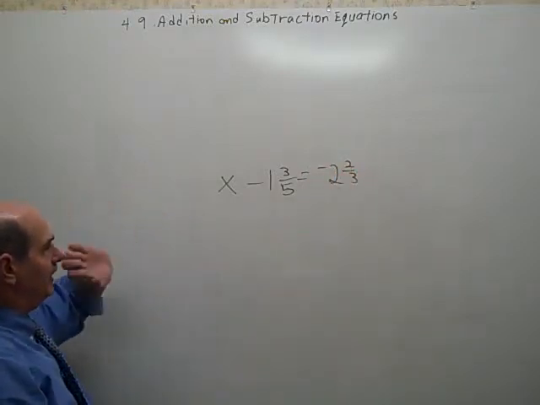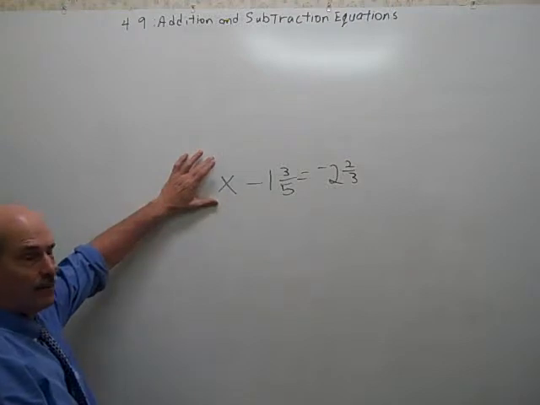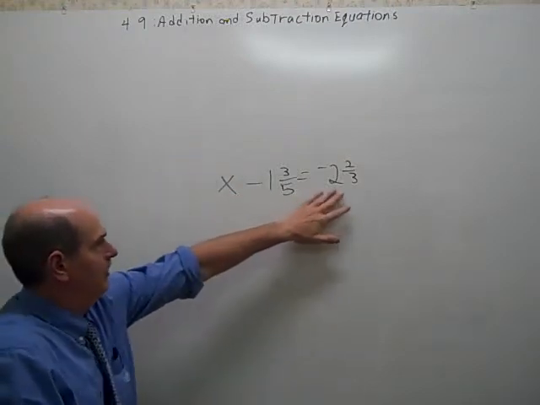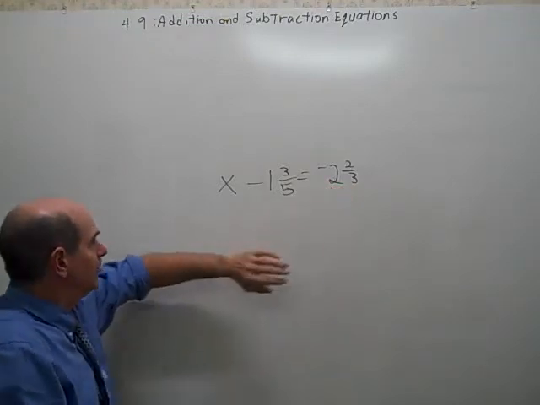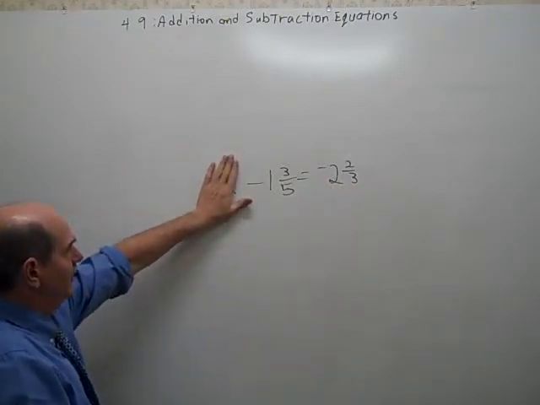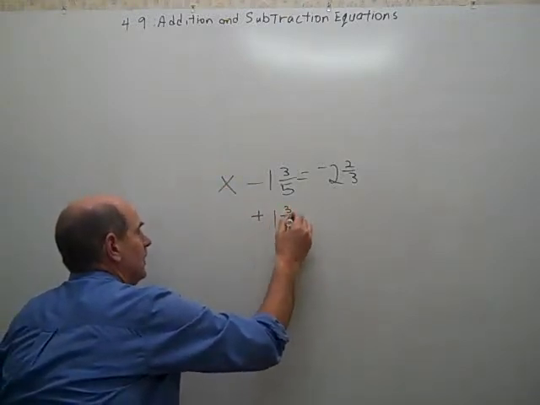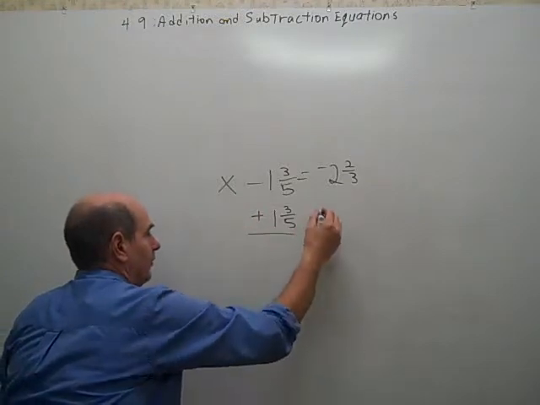So we see we've got everything simplified, because you can't do any more here. You can't subtract things that are different, and there's no arithmetic to be done over here. So what we're going to do is the opposite of subtracting 1 3/5. So we're going to add 1 3/5. And whatever we do to the left side, we have to do to the right side.